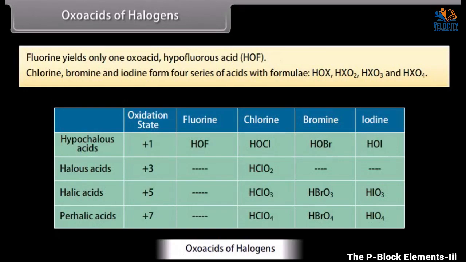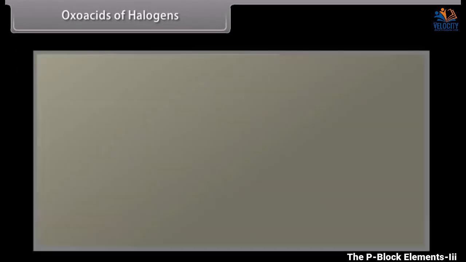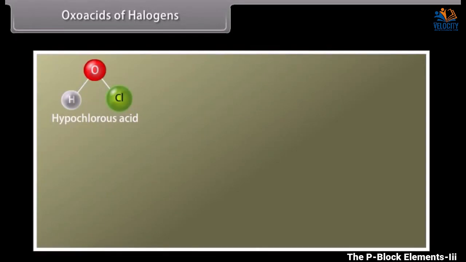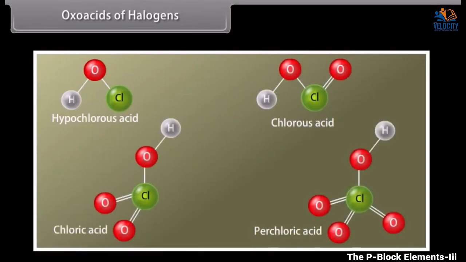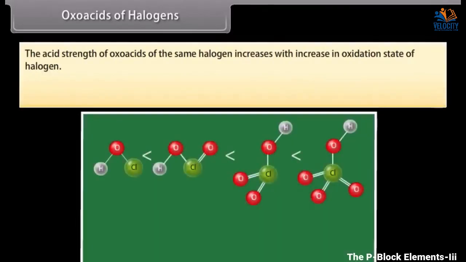The oxoacids of chlorine are hypochlorous acid, chlorous acid, chloric acid, and perchloric acid. The acid strength of oxoacids of the same halogen increases with increase in oxidation state of the halogen. For example, the acid strength of different oxoacids of chlorine is in the order.